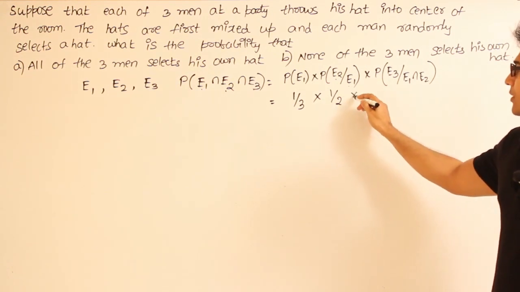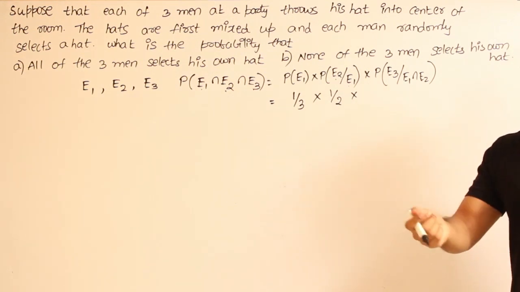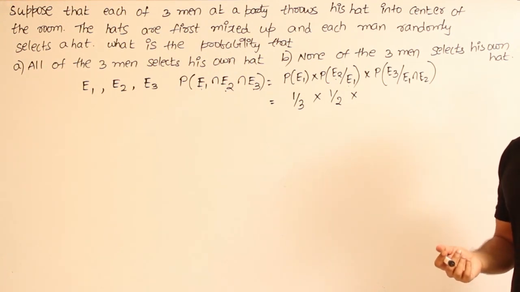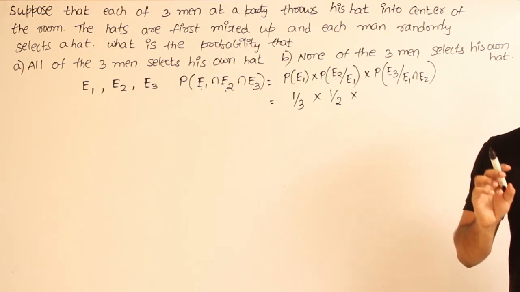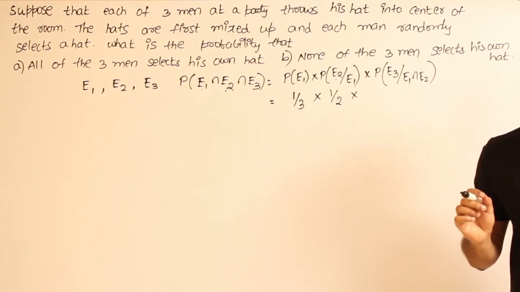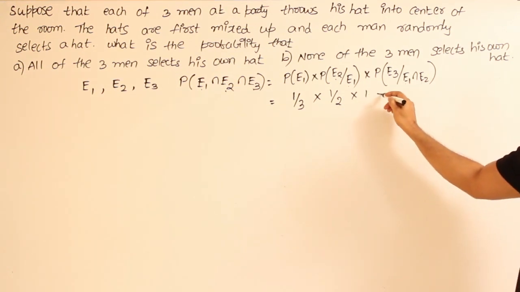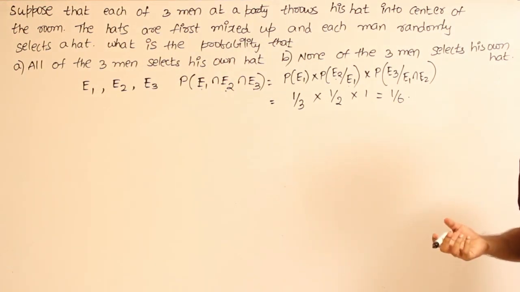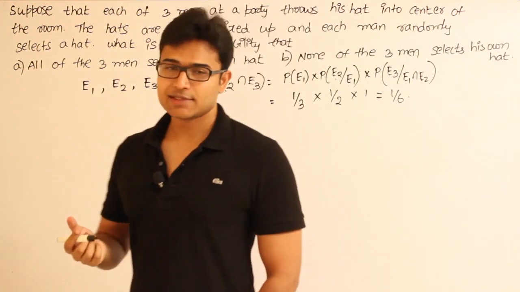Okay, now what about this one? This is interesting. See this. Already the first one has picked up his own hat, the second one has picked up his own hat, then definitely only one hat is remaining, which is certainly the third person's hat. Therefore if E1 and E2 have happened, which means the first person and second person have already picked up their own hats, then with 100% certainty the third person will pick up his own hat. Therefore it is 1, which means 100%. Therefore what is the probability? 1 by 6. The probability that all three will pick up their own hats is 1 by 6. Now look at the second one.